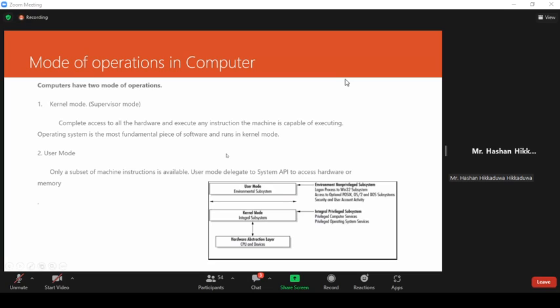So for security purposes, we have these two modes of operation. It is safe to use user mode rather than kernel mode. Then you cannot make changes to the hardware, and you cannot execute each and every instruction that the machine is capable of executing. Likewise, there are two modes.